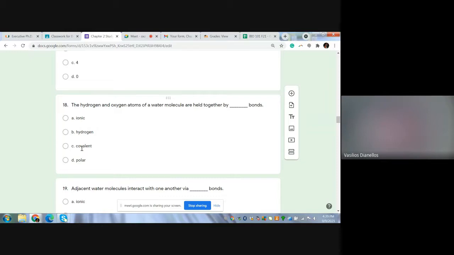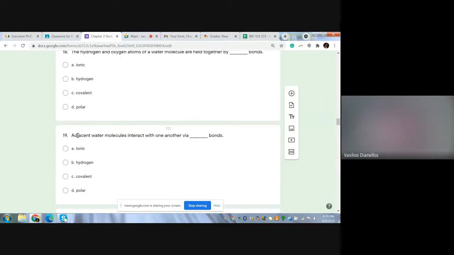Now, then you move to question 19. If we're not talking about one water molecule anymore, if we're talking about adjacent water molecules, right? Multiple water molecules interacting with each other, that is a hydrogen bond, right? So if it's multiple water molecules, like the partially negative oxygen that is attracted to the partially positive hydrogen of another atom, that's a hydrogen bond. So please keep that in mind for the exam.